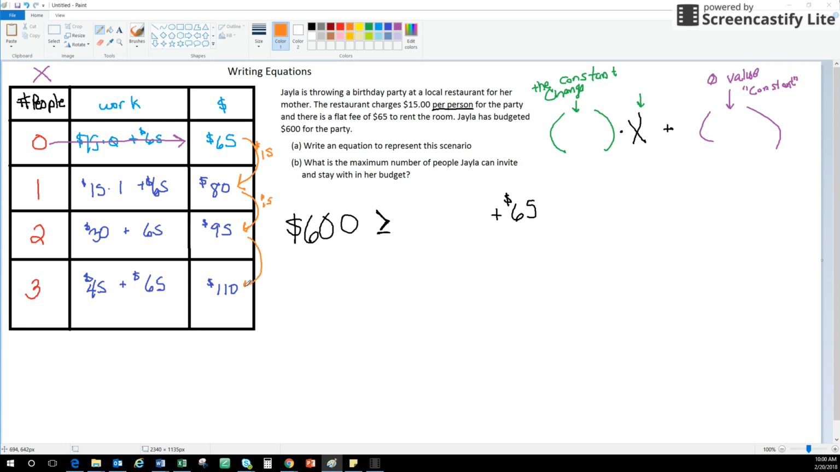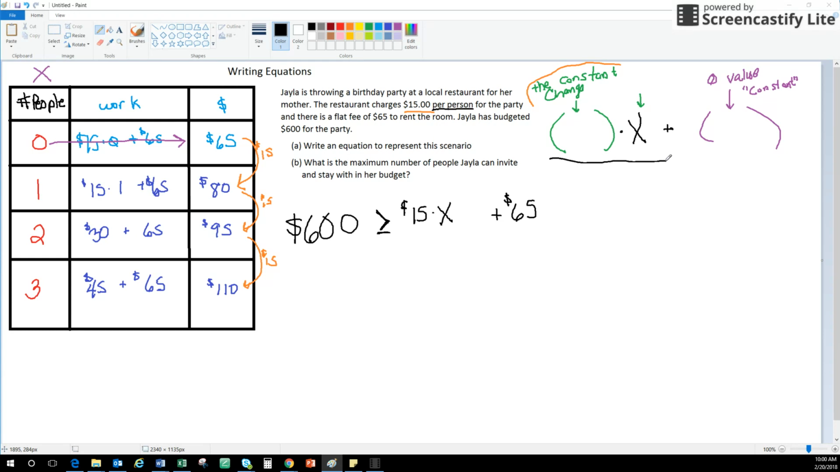And there are faster ways of doing this problem. We could have realized that it's $15 per person, that's a rate of change, times x. But if we're unsure, these are the steps we can take. The constant change happening to x is $15. So this is $15 times x plus the 65. This generates the equation that represents the scenario.